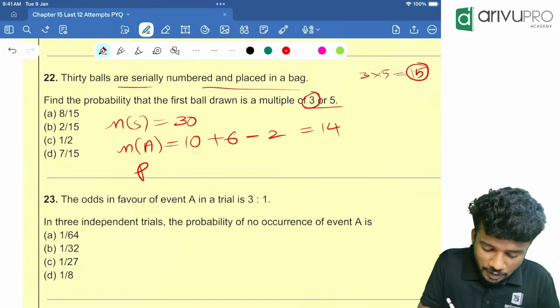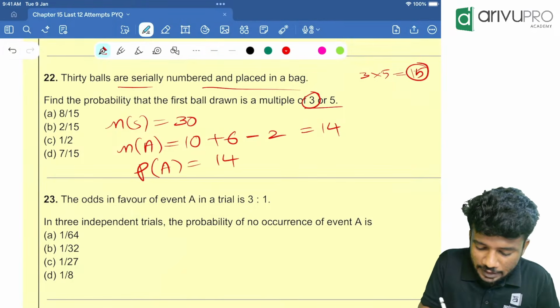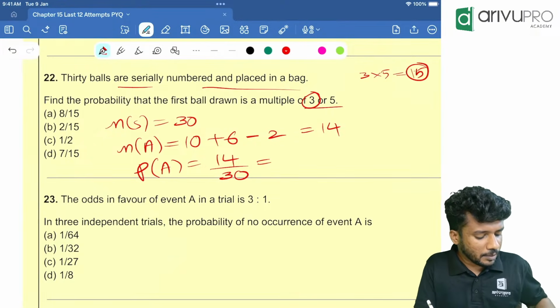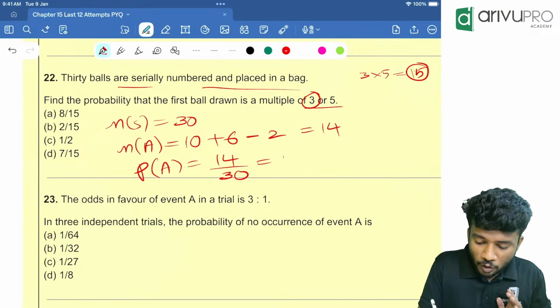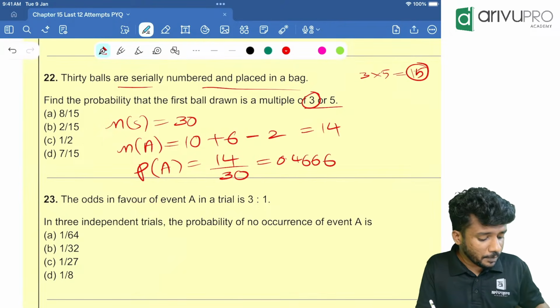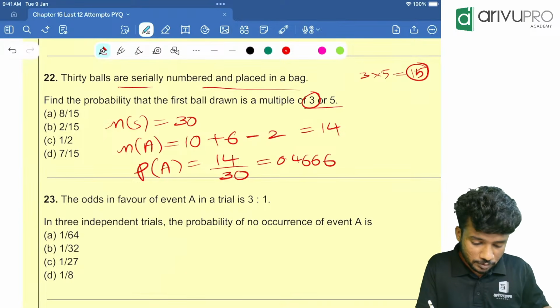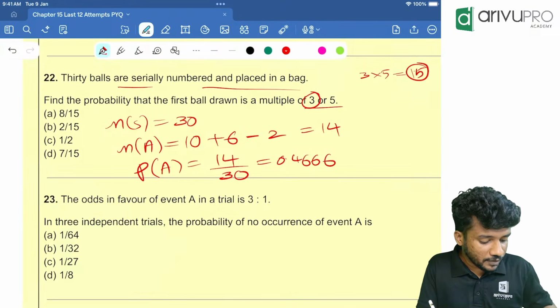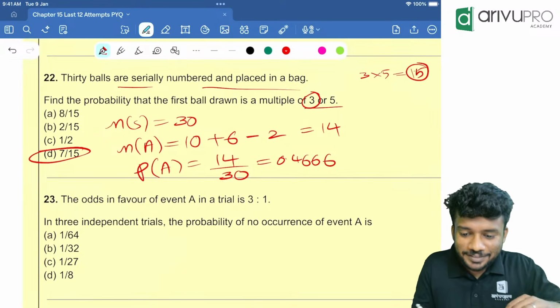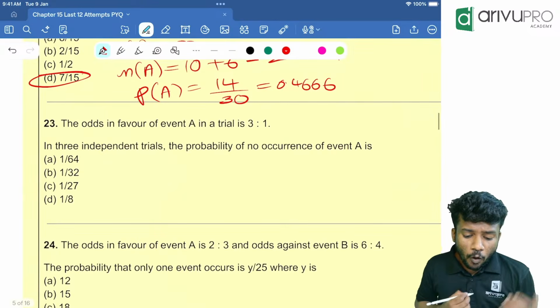P of A is equal to 14 divided by 30. That is nothing but, take your calculator, 14 by 30, which is equal to 0.4666666. Which option is giving you that? 2 divided by 15 is how much? No. Then 7 divided by 15 is how much? 0.46666. Option D is your answer. Yes. Next one.